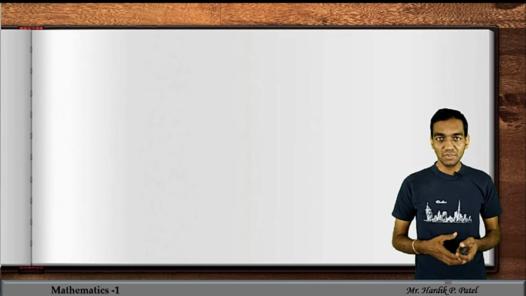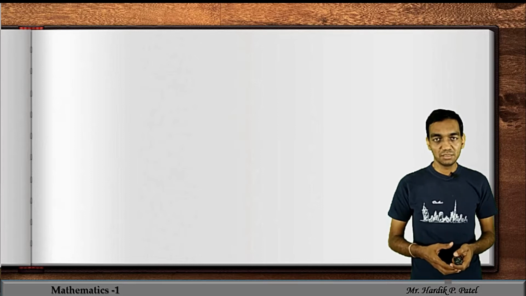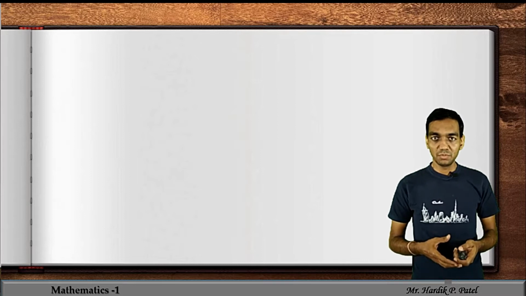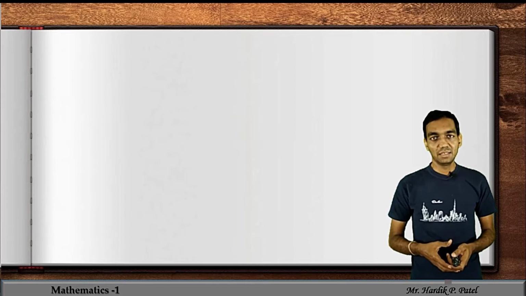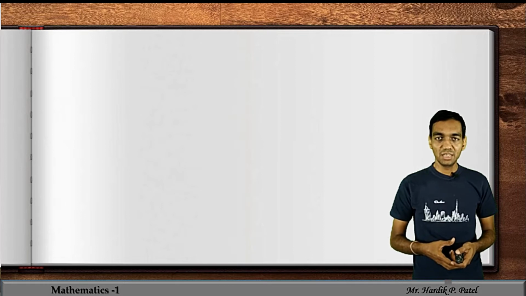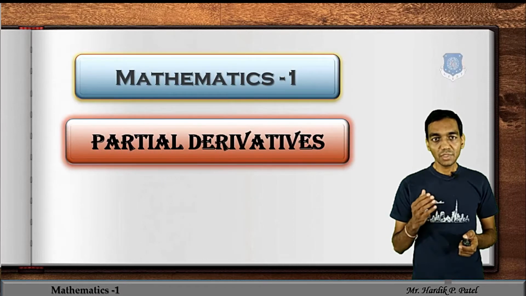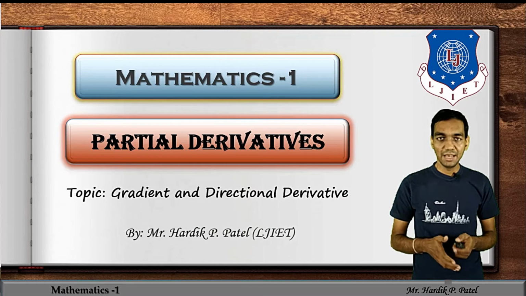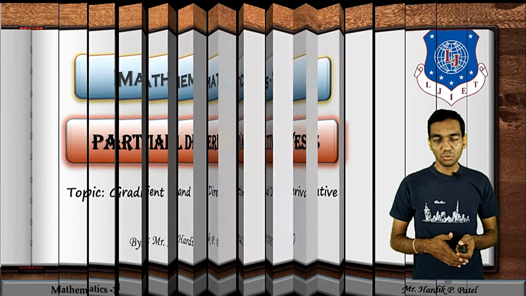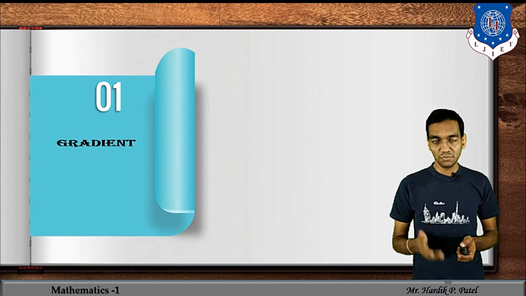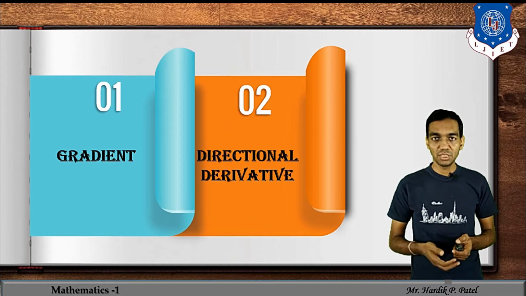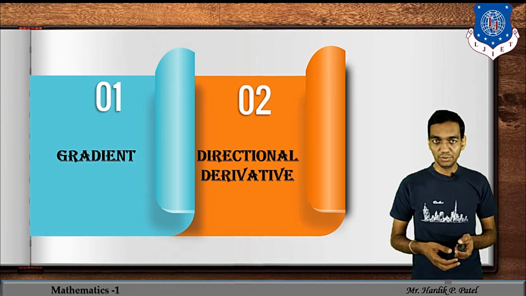In the last session, we have seen some of the applications of partial derivatives, such as maxima and minima, and maxima and minima with respect to constraints. And then we have seen the tangent plane, normal line and the Jacobians. Now in today's session, we are going to start with gradient and the directional derivatives. So we are going to first check what the gradient is, and then we are going to check what the directional derivative is.